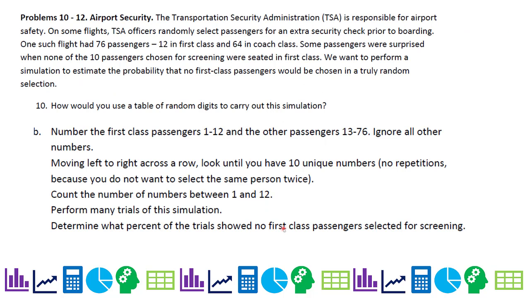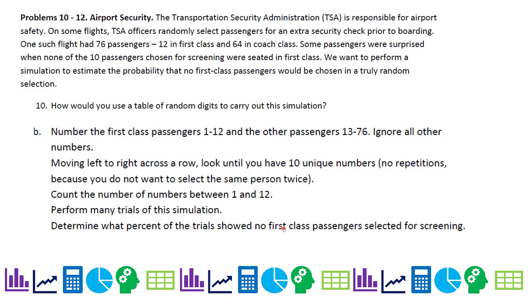Problems 10 through 12, airport security. The Transportation Security Administration, TSA, is responsible for airport safety. On some flights, TSA officers randomly select passengers for an extra security check prior to boarding. One such flight had 76 passengers, 12 in first class and 64 in coach. Some passengers were surprised when none of the 10 passengers chosen for screening were seated in first class.